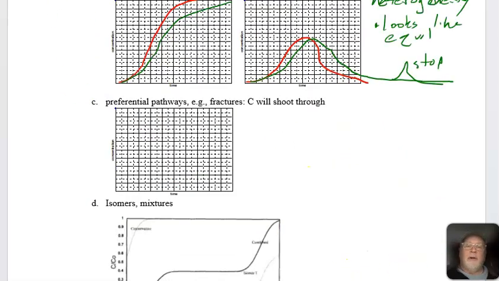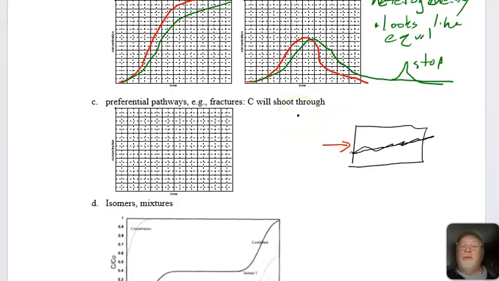If I have a preferential pathway, maybe I'll draw it over here. I have my aquifer here, and I have my chemical going through it. If it has a crack in it, well, the chemical will shoot through that crack. So you expect a nice breakthrough curve. But if I have that fracture there, it might just shoot through there real fast and then kind of slowly approach the top. So it short circuits the whole thing there. So the breakthrough curve will look very different.